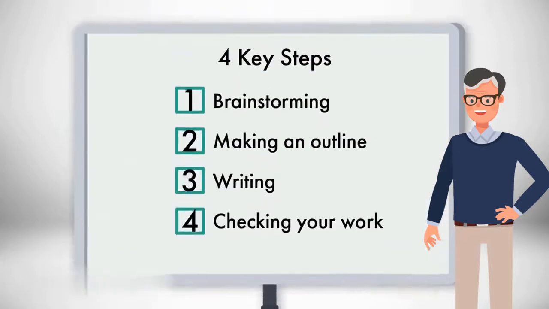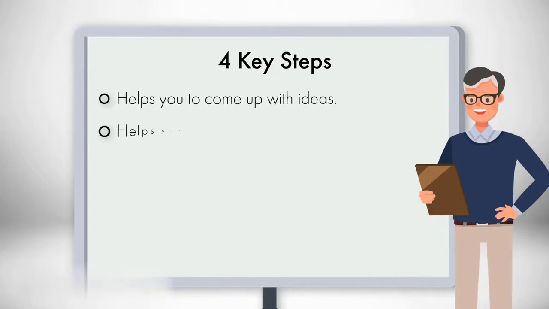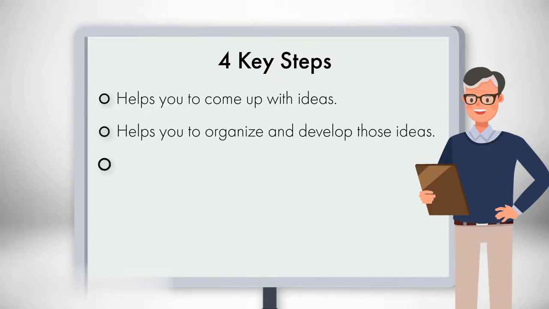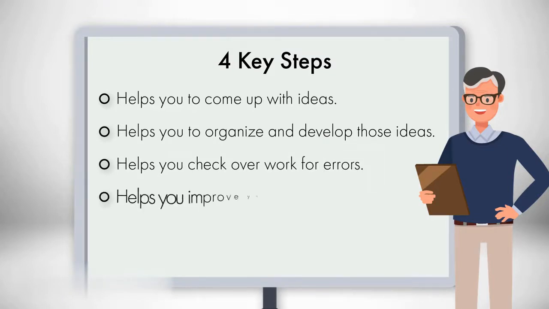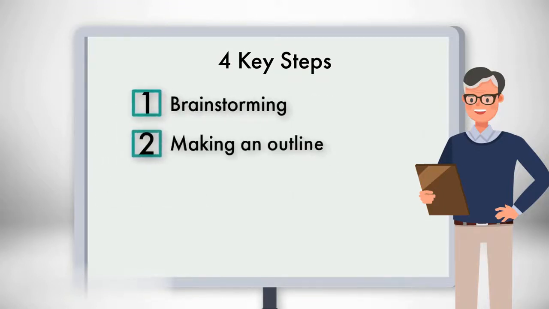The 4 steps of the writing process have helped me to come up with some ideas, organize and develop those ideas, and then check over my work for errors, as well as make some small, last-minute improvements to my response. I hope that you see the value of using this 4-step process in your writing. Here are the 4 steps one more time: brainstorming, making an outline, writing, and checking your work.